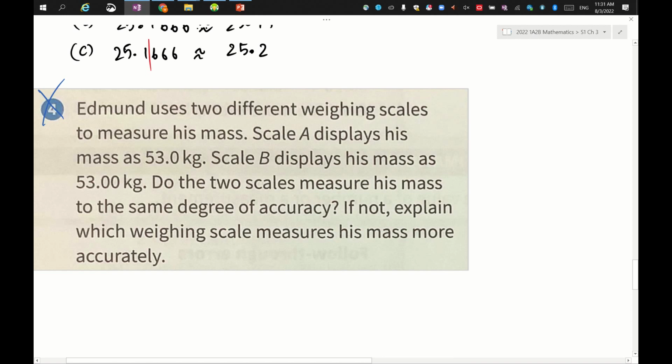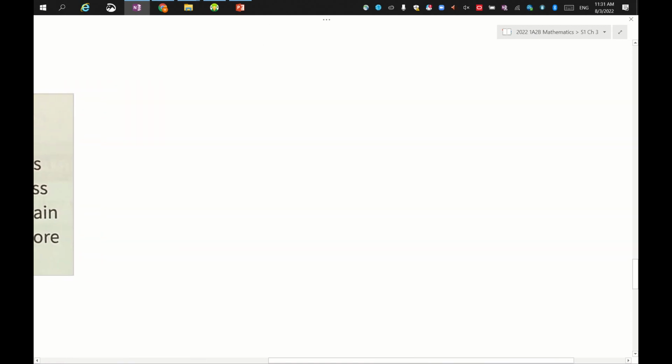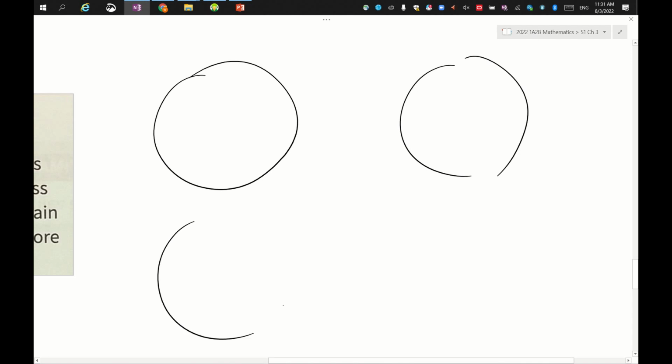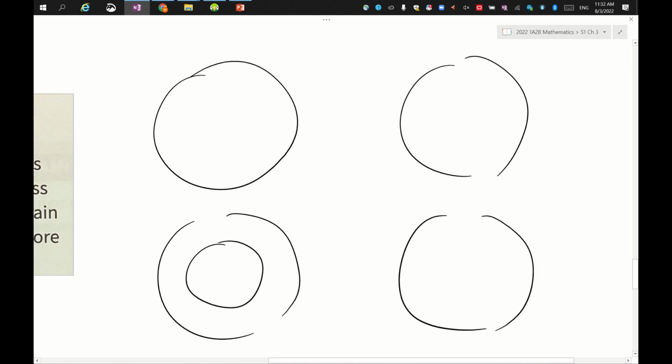My issue is with this word accuracy. Let me just give you a bit of information. If people go for archery, then there's the bullseye in the middle.